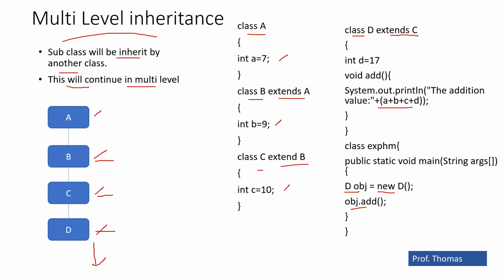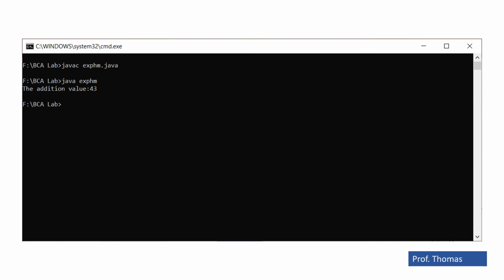Class D extends only C, but C extends B, so C implicitly can use the variable of B, and B extends A, so it also uses the variable of class A. So class D can access all the class A, B, and C variables. So we add these variables. The output of this program, the addition value, is 43.